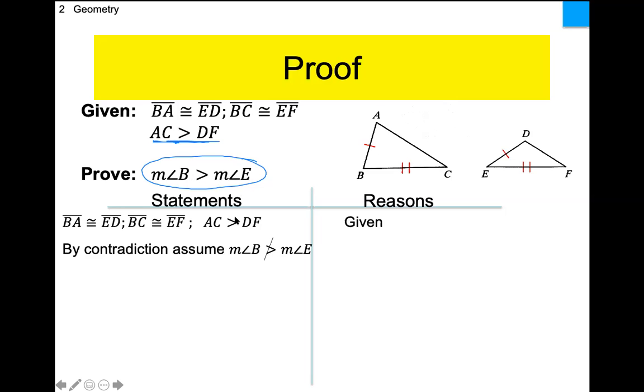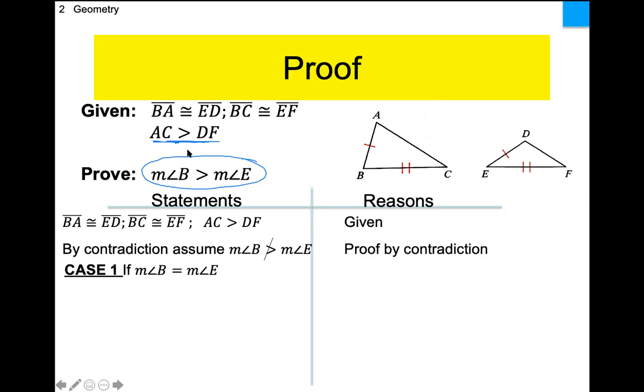If it's not greater than, then it's either equal or it's less than. So proof by contradiction, you're going to see how easy this one is. We'll do it one case at a time, and it doesn't matter which case you do first. So case number one, we're going to consider that angle B is equal to angle E.